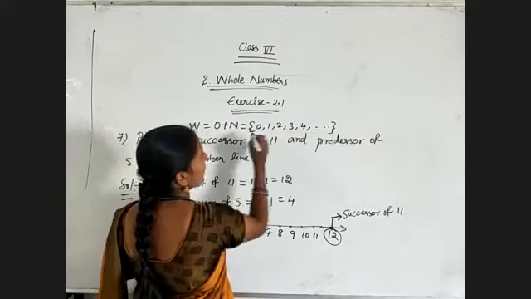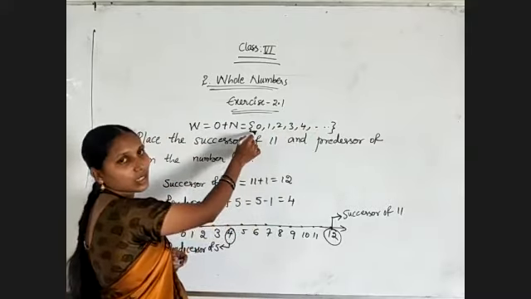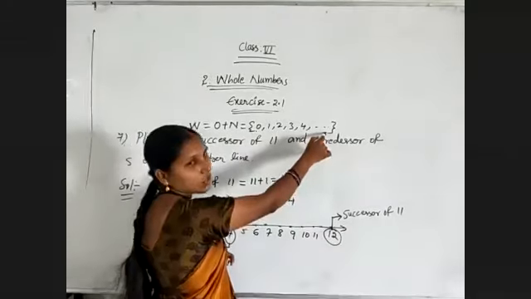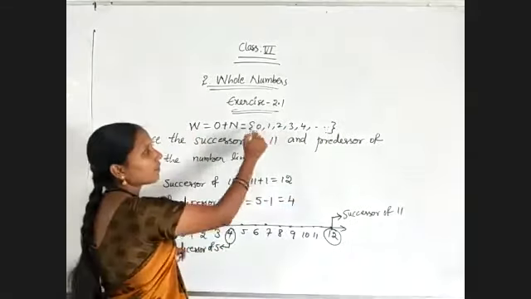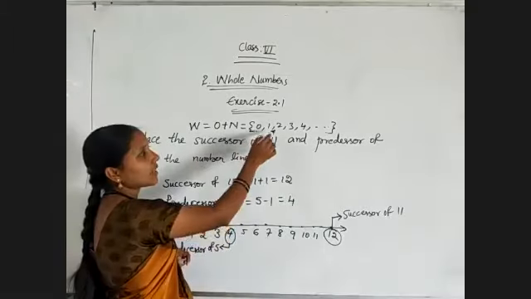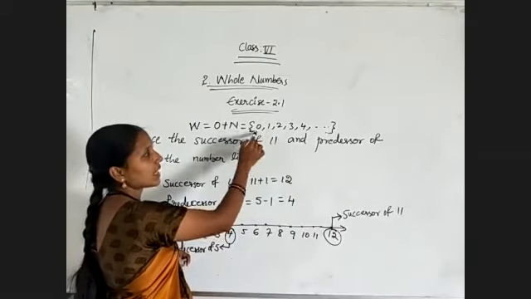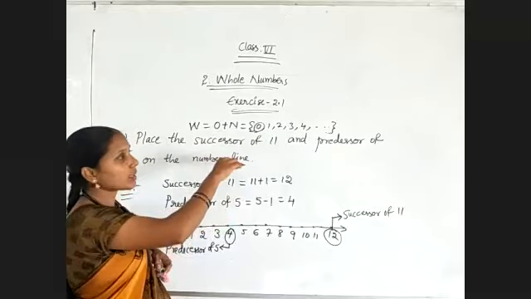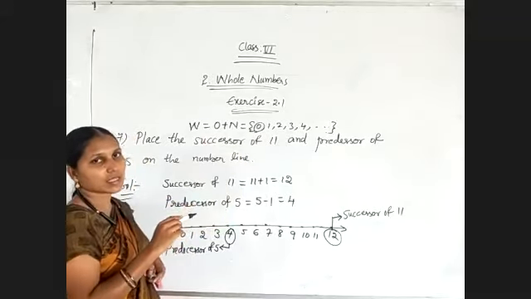The smallest whole number is 0, and this one does not have a predecessor. The highest whole number does not exist. Every whole number has a successor. Every whole number has a predecessor except 0. 0 only doesn't have a predecessor. Every remaining number has a predecessor.